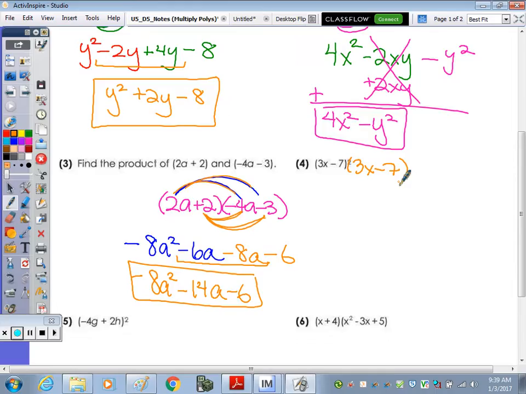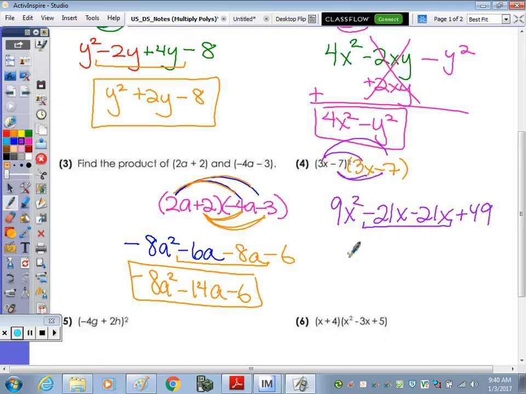Okay? So 3x times 3x is 9x squared. 3x times a negative 7 is negative 21x. And then negative 7 times 3x is negative 21x. Those two middle terms will always be the same. Whenever you multiply a binomial times itself, you're going to get the middle terms to be exactly the same. And then negative 7 times negative 7 is a positive 49. Combining the two like terms in the middle, we've got 9x squared minus 42x plus 49.